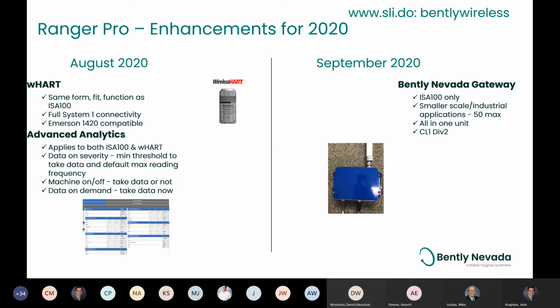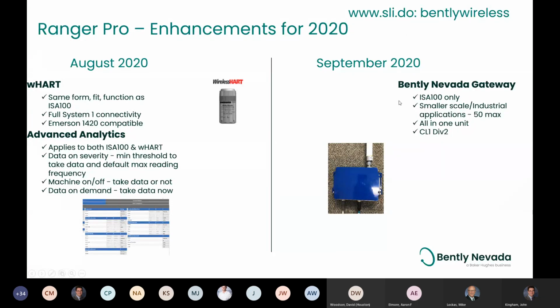Now, keep in mind this is wireless and there's hops involved. So you're not going to get instantaneous data, but you should get data within the next 8 to 10 minutes or so that shows you what's going on right now.